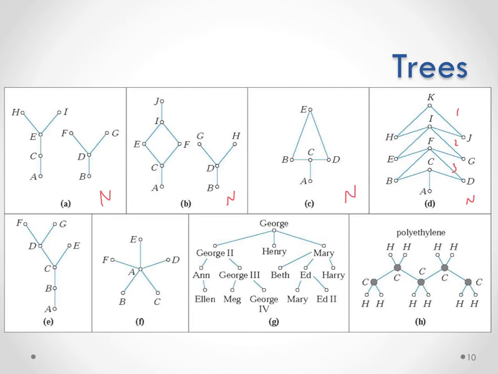E looks like a pretty good tree. There are no circuits. It's a connected graph. F looks like a big star. It has no circuits, so that's a tree. We talked about family trees in G, and we talked about chemical bonds in H. So these are good examples of trees.